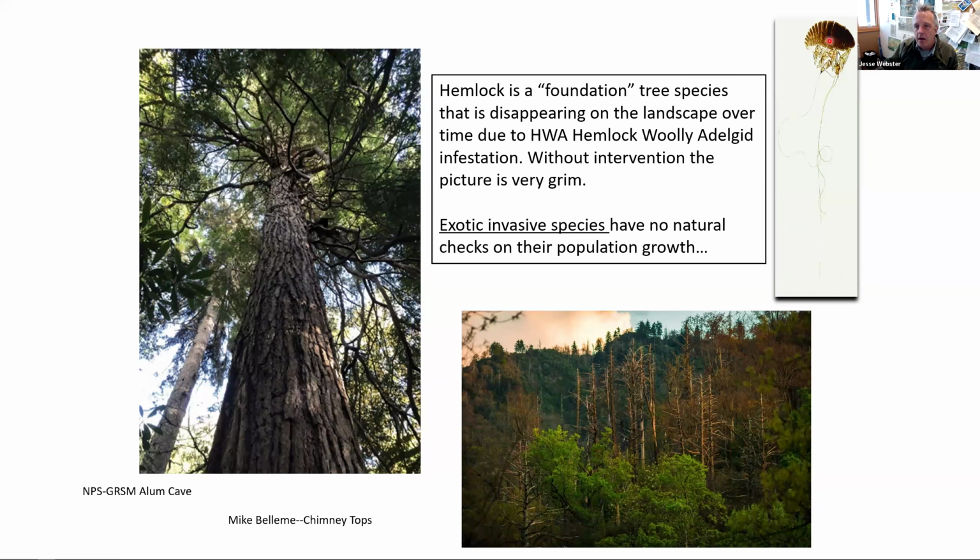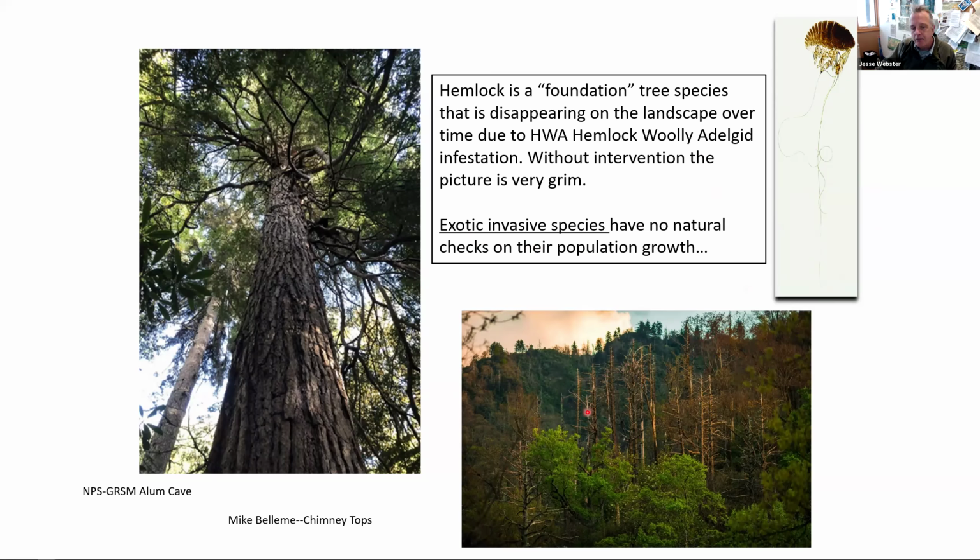Here's the Adelgid with its long stylet. It might be faded out for you on the photo, hopefully not, but they insert that stylet, up to 3 to 4 times their body length, into a needle, and then they basically produce needle loss. The tree starves. But what's really important to note, again, is it's an exotic invasive species with no natural checks on population. That's the aspect of invasives.